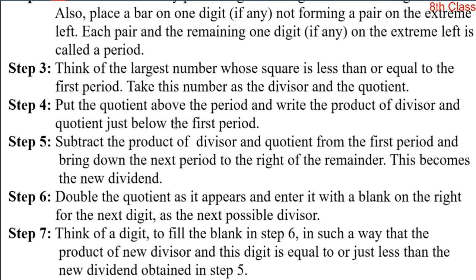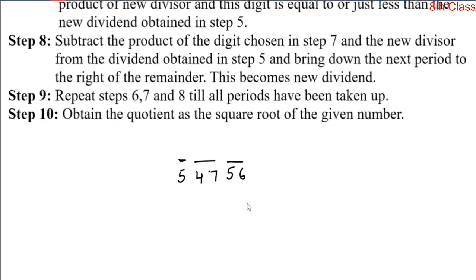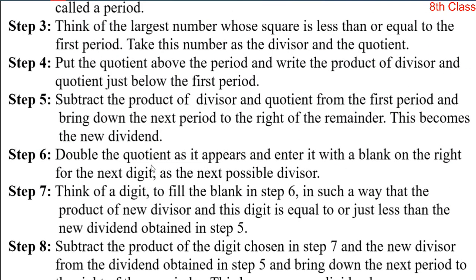Just observe step 2. Place bars over every pair of digits starting with the units digit. Also place a bar on one digit, not forming a pair, on the extreme left. So in this number, on the extreme left, we have only one digit. For this digit there is no pair, so that's why we take this digit separately. Is it clear? Next, step 3.